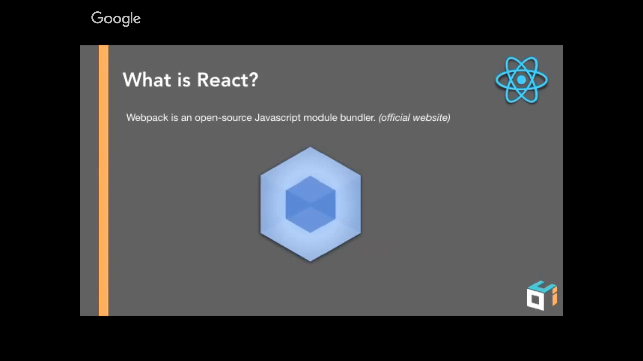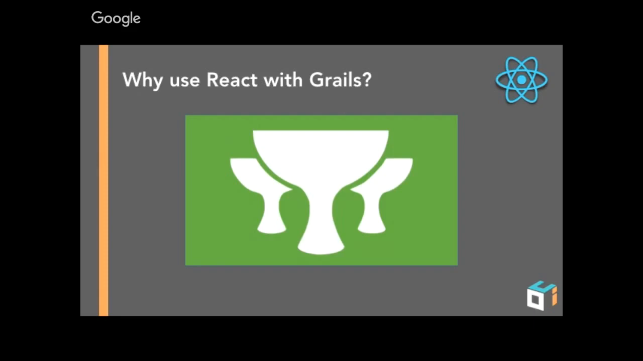Webpack is pretty much trying to do the same things that the asset pipeline was doing, although in a quite different way and with a very different ecosystem around it. So why use React with Grails? Well, this is the Grails user group meeting, so that's partially why.